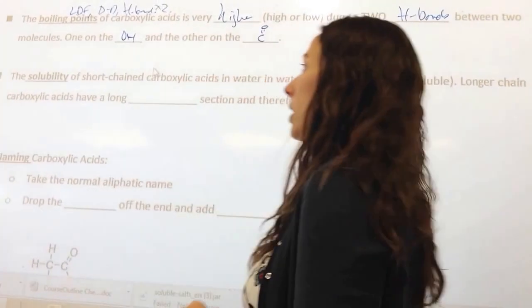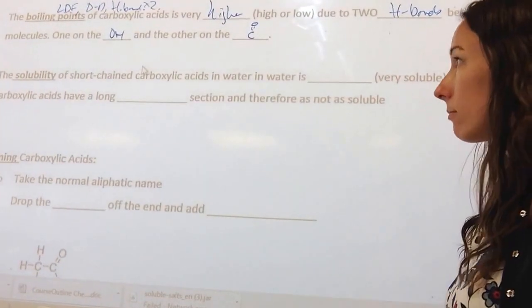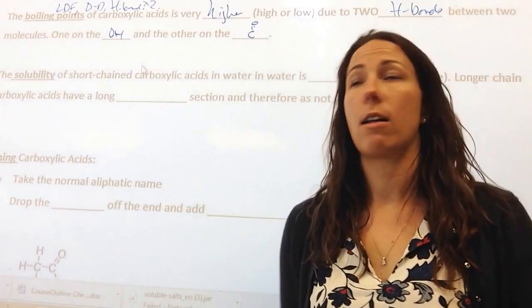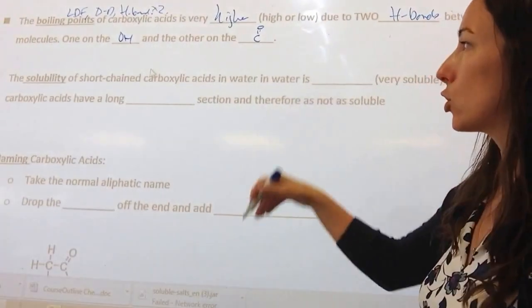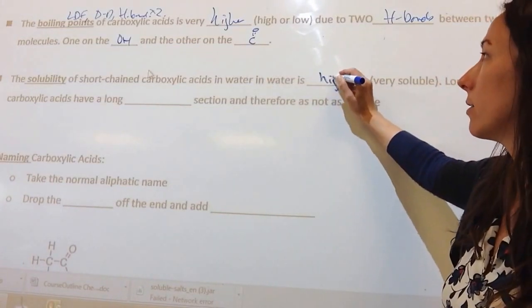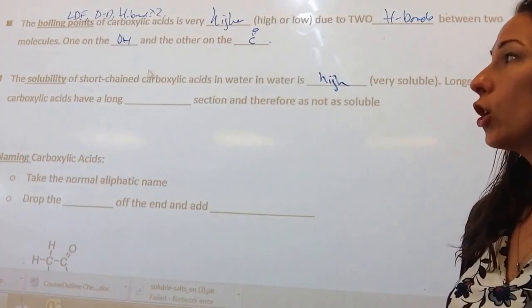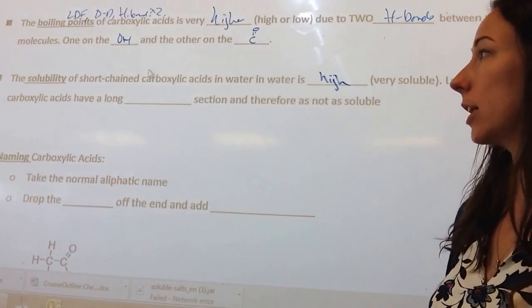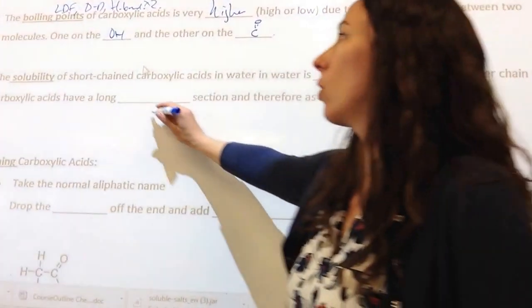Okay? Solubility, we now talk about polarity. It's the exact same conversation that we had for alcohols. So the solubility of a short chain carboxylic acid in water is high, or very soluble. The longer the chain on the carboxylic acid, they have a long, what kind of section?